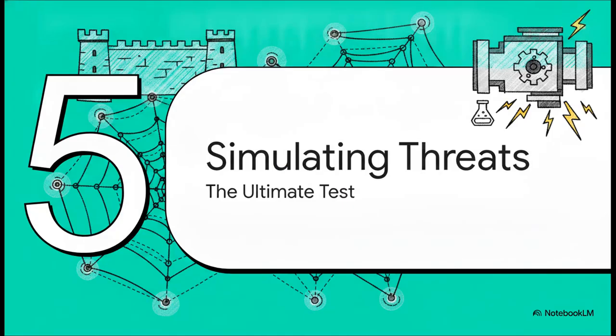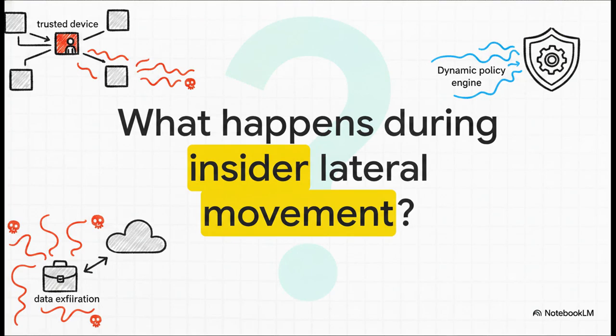Finally, Section 5, Simulating Insider Threats. We've built our fortress, modeled our graph, and operationalized the policy engine through a Flask API. So now it is time for the ultimate stress test. What actually happens when a trusted insider attempts lateral movement? This is the nightmare scenario, right? Considering insider threats make up a massive chunk of major data breaches, it's the perfect test for our engine.